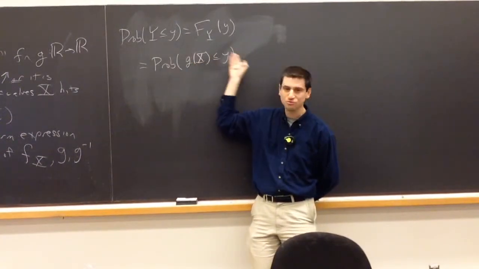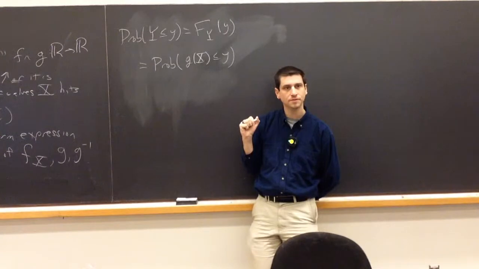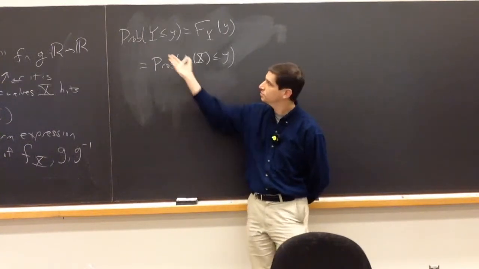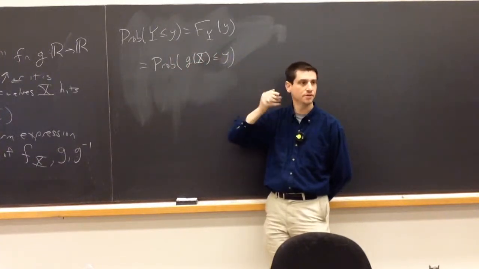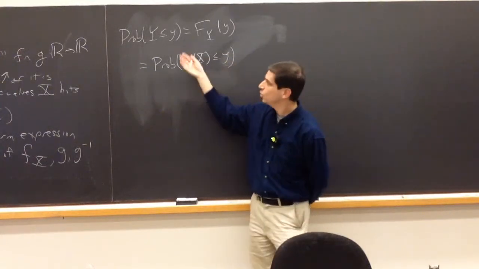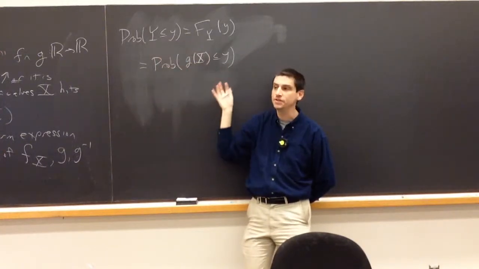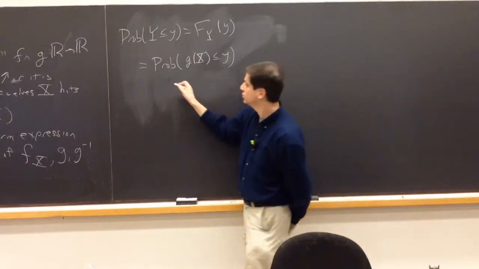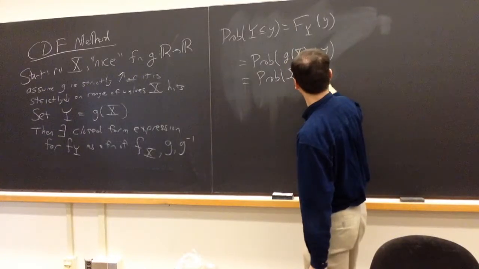Okay, and the proof is almost writing itself. What should I do at this point? So I've got the probability of Y at most little y is the same as the probability that g of X is at most little y. So now we take g inverse of both sides. And the idea is we don't know anything about the density of Y, but we know things about the density of X. We want to convert the argument to things about the density of X. So this becomes the same as the probability that X is less than or equal to g inverse of y.